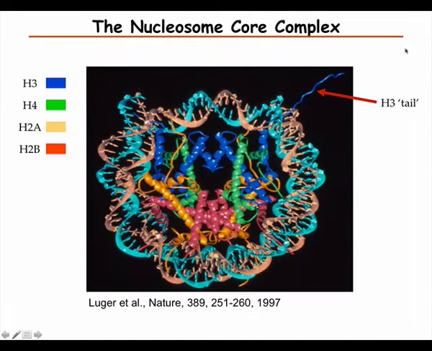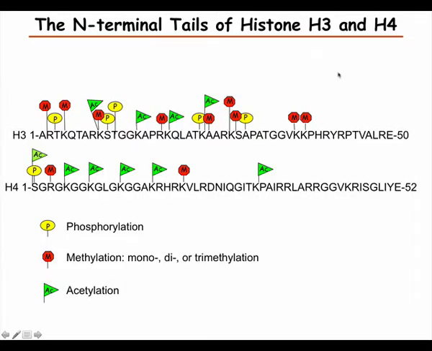So for example, histone H3, its N-terminal tail, is about, I think, 50 amino acids, and it's heavily modified in different ways. This is H3, showing a few different modifications that can happen. These are phosphorylations, methylation, acetylation, and this is the same for H4. It also can be heavily modified.